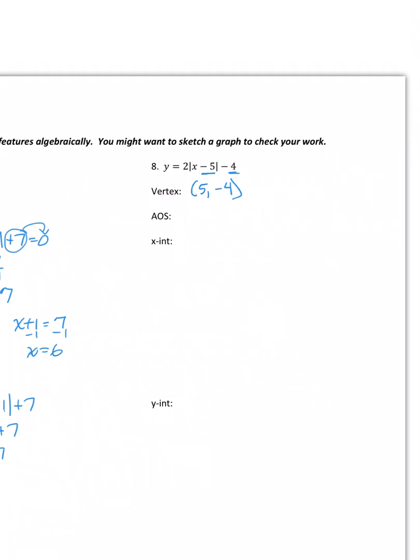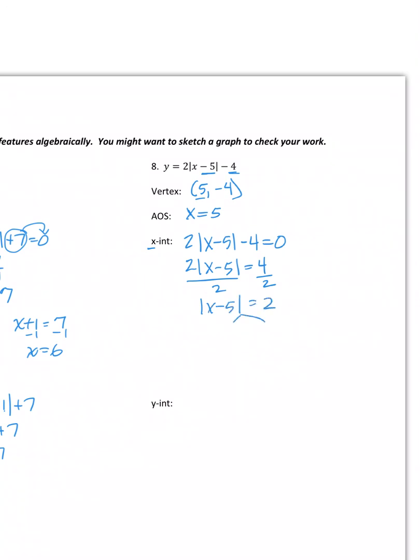Axis of symmetry, take that x value of my vertex and set it equal to x because it's a vertical line. Now we do the algebra part, x-intercept. So I'm going to keep the x in the equation and put a 0 in for y. But this time I'm just going to put it on the right side. 2 times the absolute value of x minus 5 minus 4 equals 0. So let's solve this out, isolating our absolute value. 2 times the absolute value of x minus 5 equals 4. Divide by 2. So absolute value of x minus 5 equals 2.